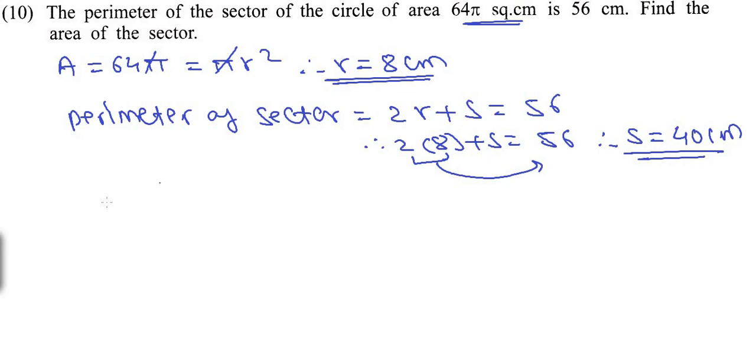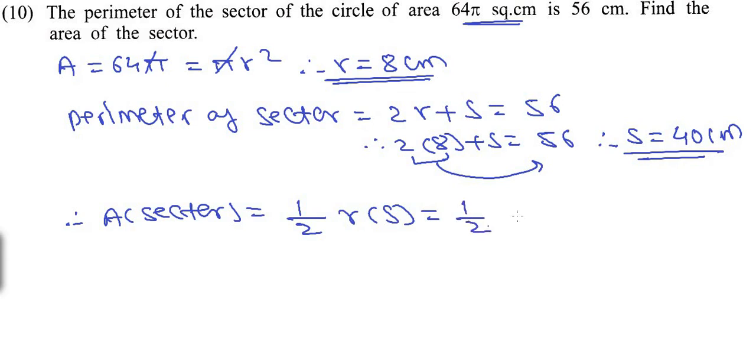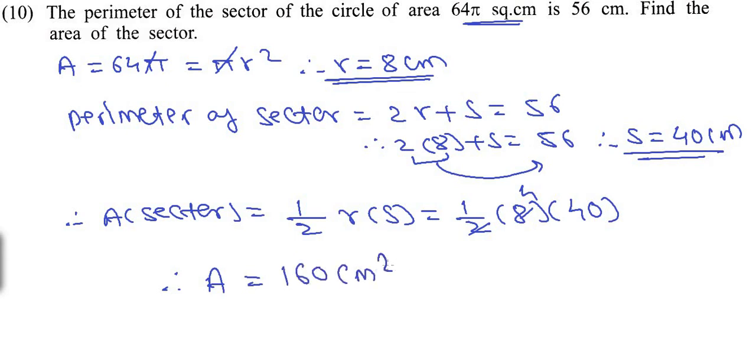Now we need to find the area of the sector. Therefore, area of sector is equal to, you can write the formula directly now. How to derive it, that I explained in the previous example. Half into R into S. That is equal to half into R, 8 cm, into S, 40 cm. 2 4 8, 4 4 16. And so finally we get area of sector is equal to 160 centimeter square. Final answer.